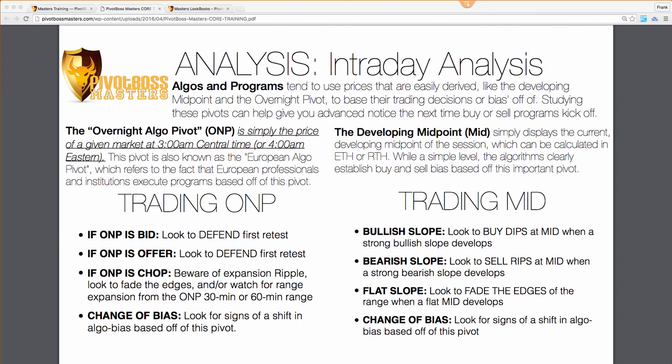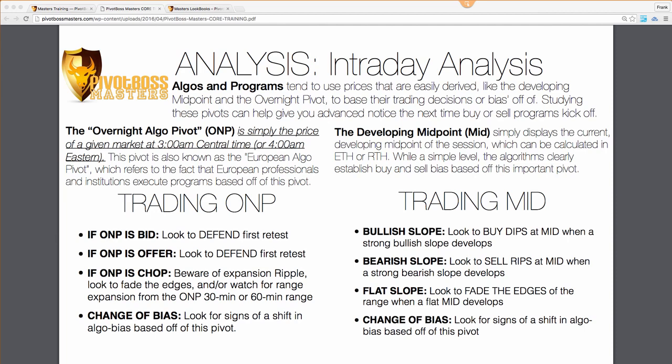If the overnight pivot is offered, then look to defend the first retest as well. So again, if the overnight pivot is immediately offered and price sells off, the first retest, whether it happens 30 minutes later or 3 hours later, is likely to be defended again. And that could continue to be the pace throughout the day as the overnight pivot continues to be defended and defended and defended until proven otherwise.